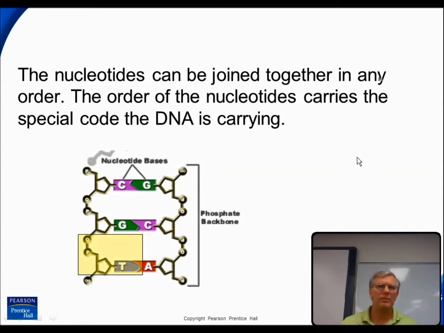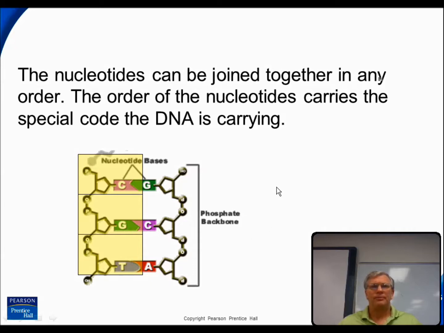The ladder is made up of repeating units of nucleotides. This right here is a nucleotide. That's your sugar, here's your phosphate group, and this T is your base. So these nucleotides can be arranged in any sequence, and the sequence does have meaning. These letters spell out certain messages.